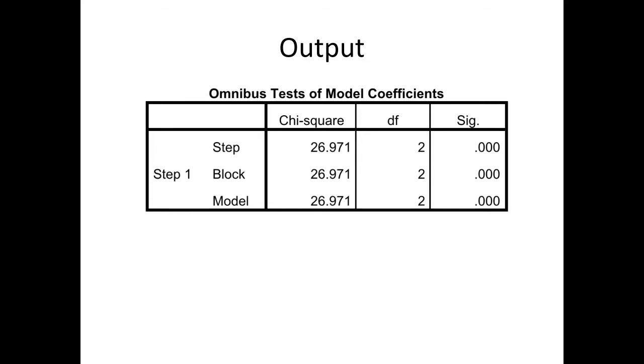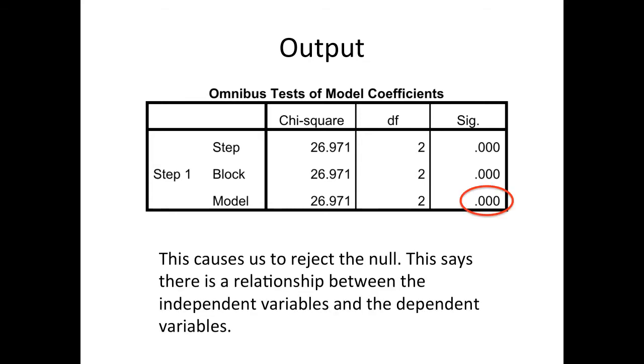So right away, we'll look at the model, and we'll notice that it's significant. What that's saying is that we're going to reject our null. We get to do a happy dance, jump up and down, celebrate a little bit. And then what that's saying is that there is a relationship between the independent variables and the dependent variable. Or to put it back in regard to our null hypothesis, the model with only the constant is different from the model with the independent variables.